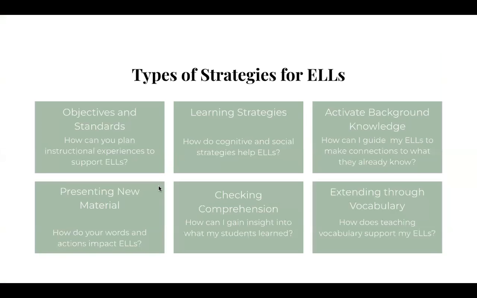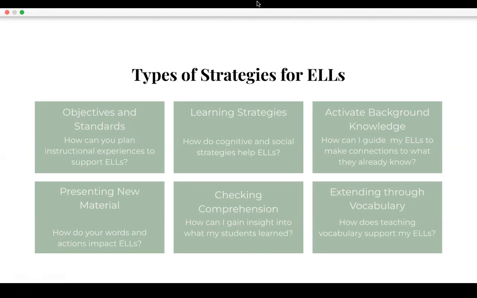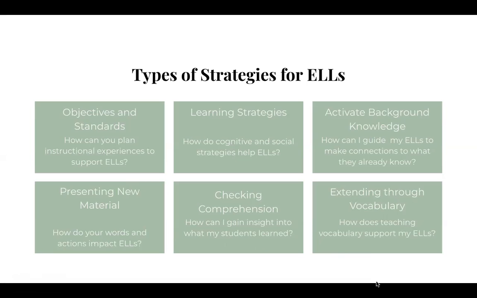So some of the types of strategies that we can use are strategies geared towards our objectives and standards. When we plan our lessons, how can we plan our experiences with supports for our ELLs? Learning strategies: what cognitive and social strategies can help our ELLs? Activating background knowledge: how can you guide ELLs to make connections to what they already know? And this goes back to making connections with your students. Presenting new material: how do your words and actions impact your ELLs in the classroom? Checking comprehension: how can I gain insight into what my students have learned? And extending through vocabulary: how does teaching vocabulary support my ELLs?